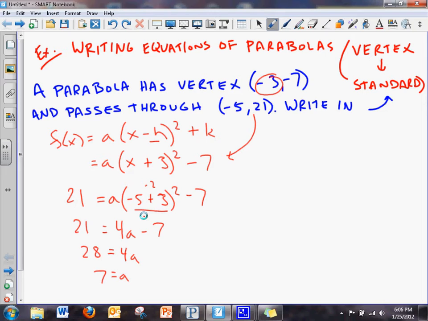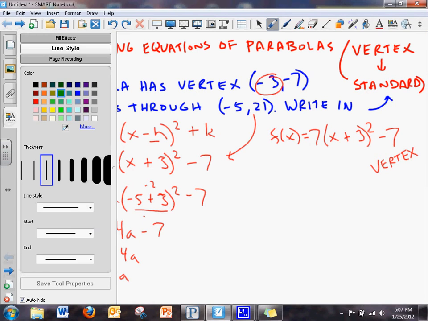So if we go up here, we'll write what we got. In vertex form now, let's see, a is 7: 7(x plus 3) squared minus 7. Okay, this is in vertex form. That's one form of the quadratic equation, but we want this in standard form because that's how we see our quadratic equations most often.